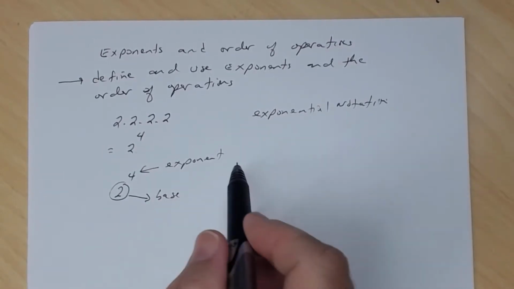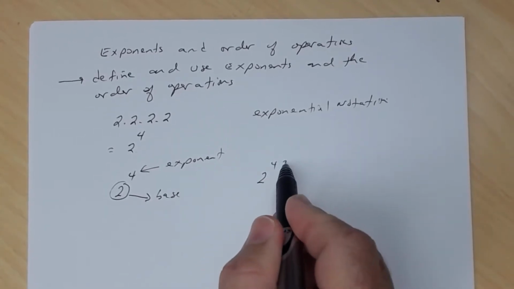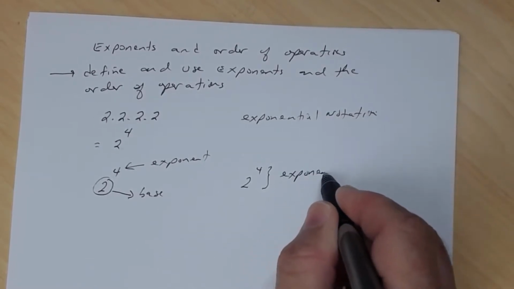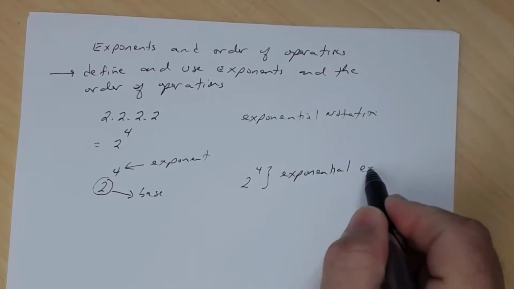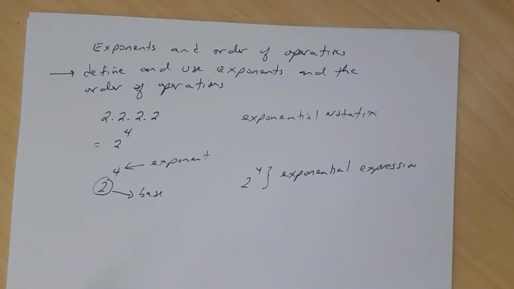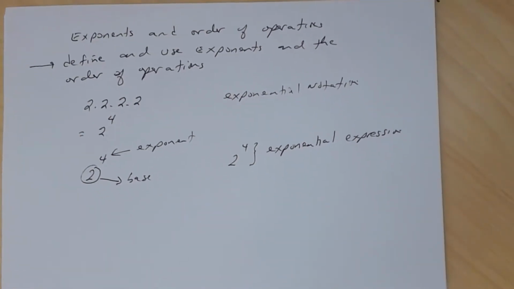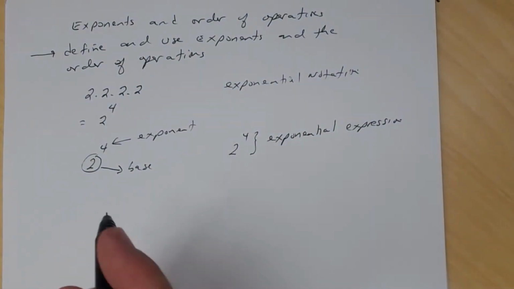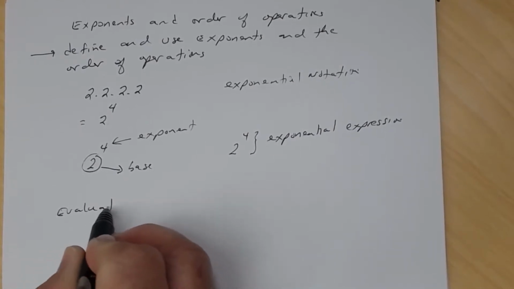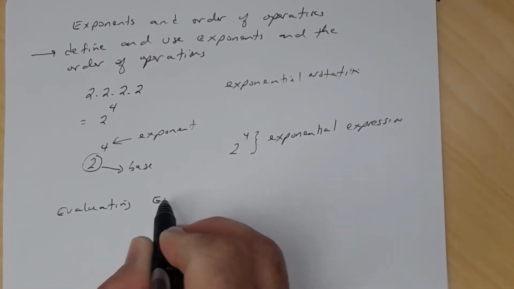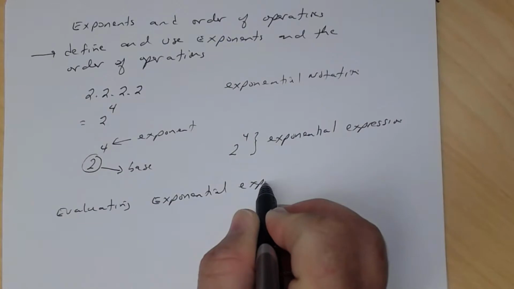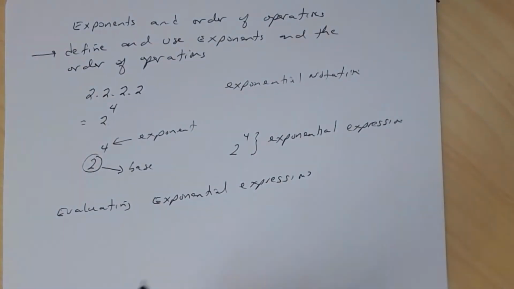Okay? Now, this 2 to the 4th, this expression right here, is called an exponential expression. So 2 to the 4th is called an exponential expression. Now, what you want to do with these is evaluate these exponential expressions. So let's talk about evaluating exponential expressions.